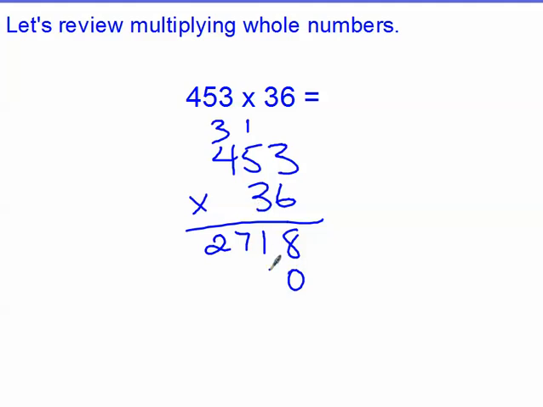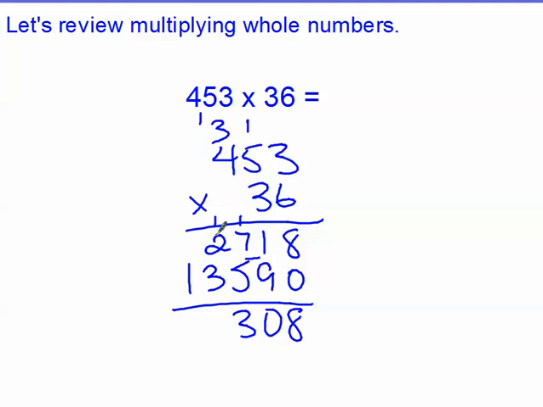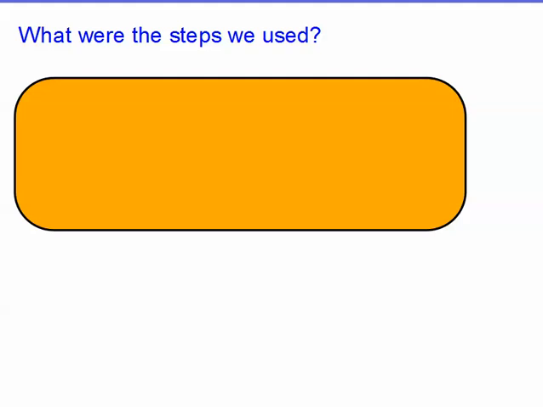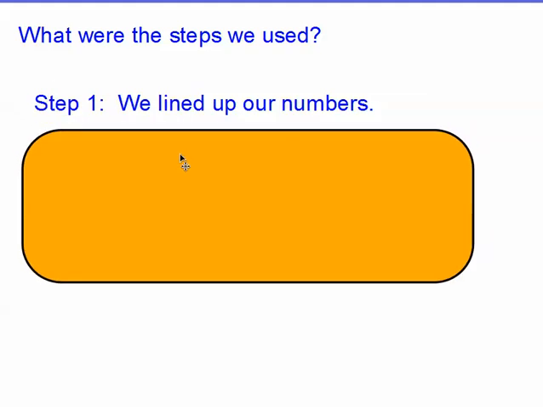3 times 3 is 9. 3 times 5 is 15. Carry the 1. 3 times 4 is 12, plus 1 is 13. And then we add 8, 10, 7, 8, 9, 10, 11, 12, 13. 6, 3 plus 2 plus 1 is 6, and then 1. So we end up with 16,308.